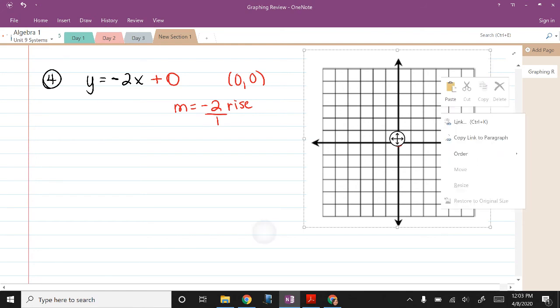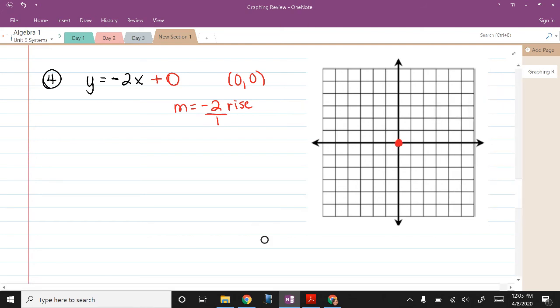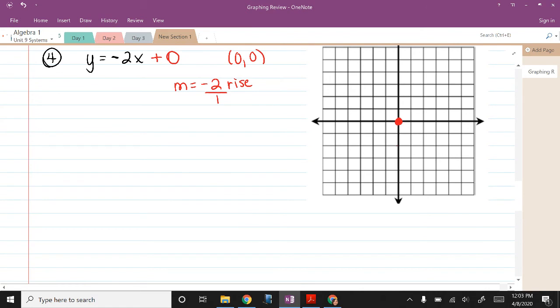Oops, sorry. What's going on with my graph? So I'm going to go down 2 spaces, and then I'm going to run to the right 1 space. So down 2 to the right 1. And there's my second point. And then I'm going to draw my line between those 2 points and put arrows on it.